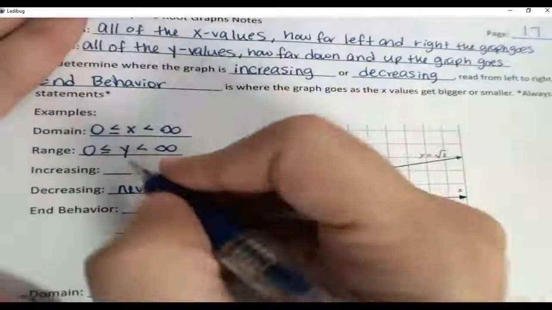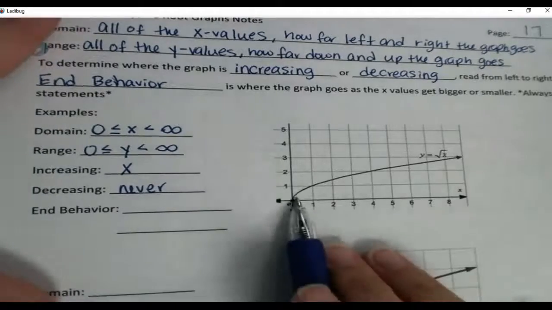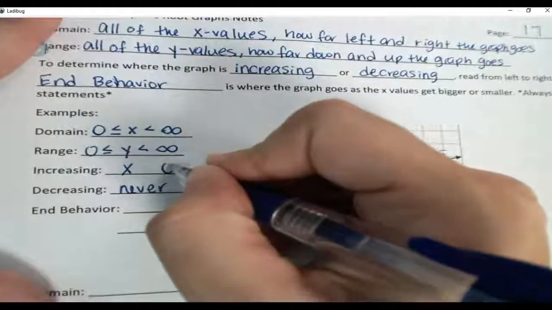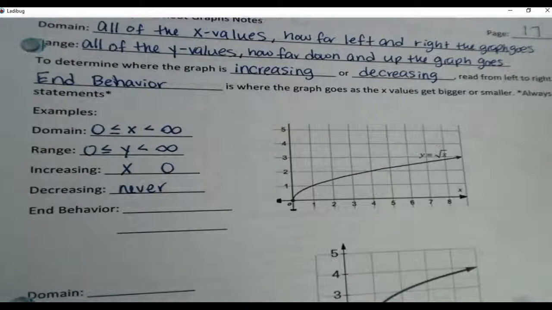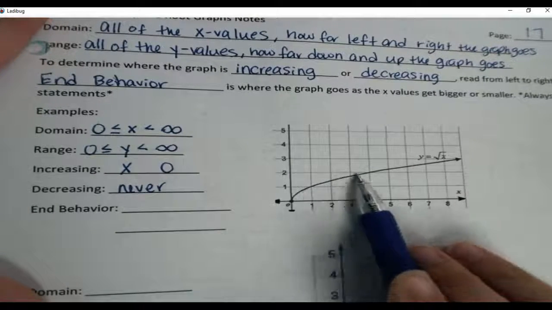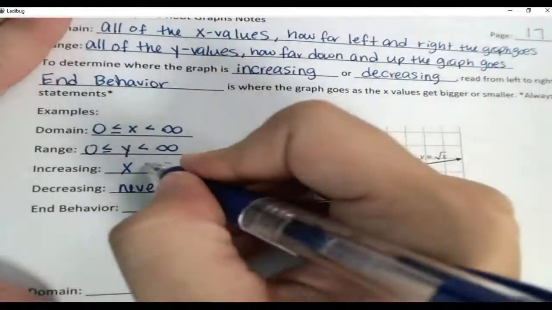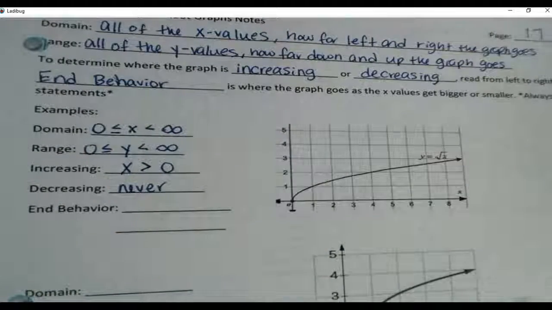So remember, to write it, we always use the x. And we don't have a vertex in this, but we do have a starting point in these, which at ours is 0, 0, so 0. So am I increasing when x is greater than 0 or less than 0? Greater, because my x's are going 1, 2, 3, 4, 5, so those are getting bigger. So when x is greater than 0. Questions?